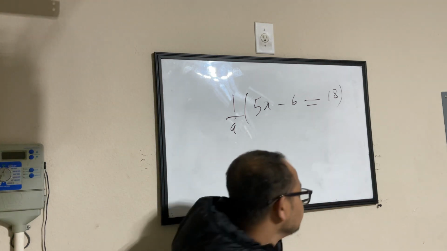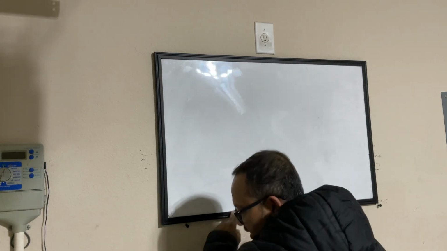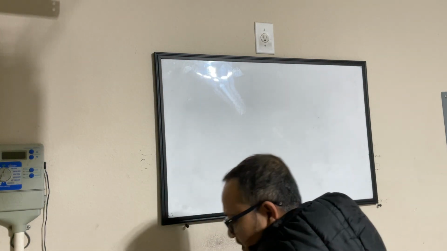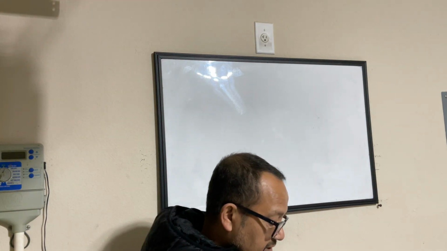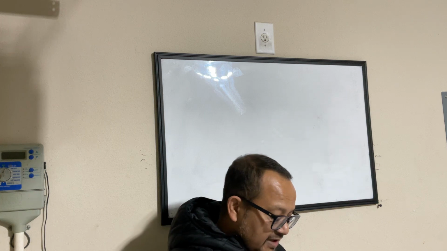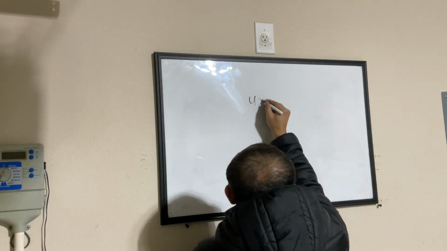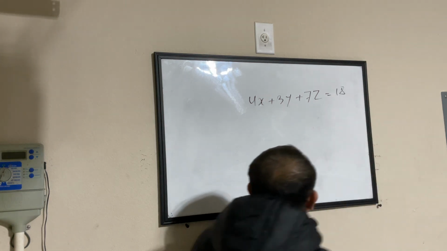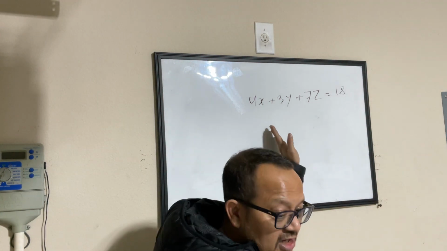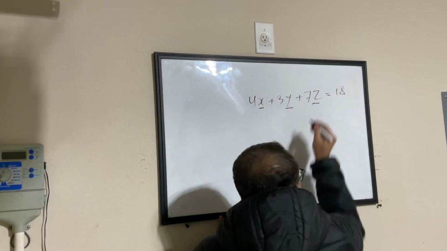Now the next topic that we had for today was dealing with, let me read it for you guys. One variable equation and one variable inequality. Meaning an equation with one variable. If I am talking about 4x plus 3y plus 7z equal to 18, I am actually talking about an equation which has three variables, 1, 2 and 3.